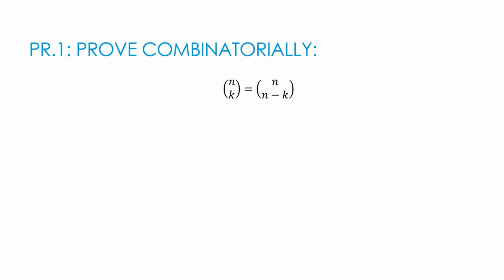Here is another combinatorial expression that I would like you to prove is true, that n choose k is the same as n choose n minus k. So prove this not algebraically, but prove this combinatorially. When you are ready, press play to see how you did.